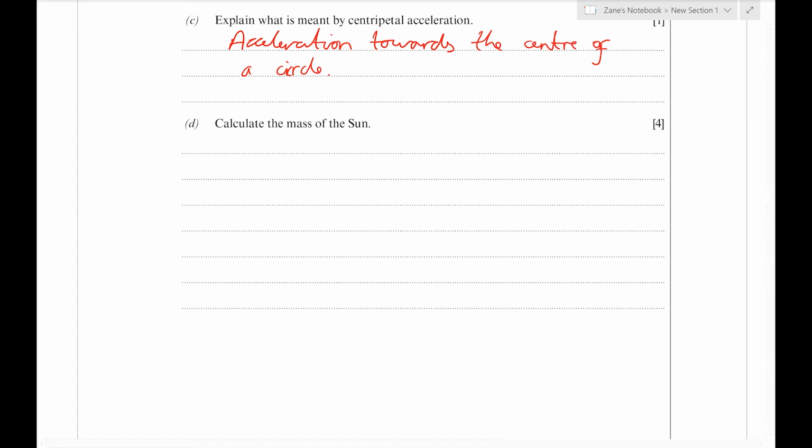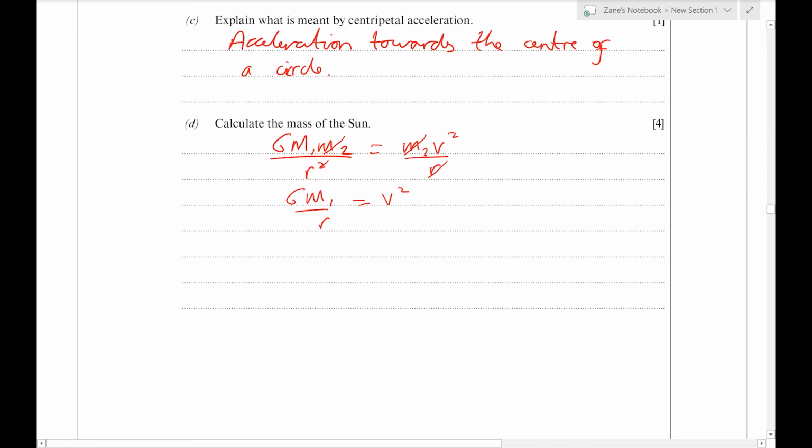So what we should do here is a standard setup for orbit type questions. We're going to equate the gravitational force of attraction between the Sun and one of the planets, which is G m1 m2 over r squared, to the centripetal force m2 v squared over r, where m2 here is going to represent the mass of the planet that we're interested in, and m1 is going to represent the mass of the Sun. So we can do a little bit of cancelling. We can cancel one of the r's on both sides, and we can cancel out the m2's, and we end up with G m1 over r is equal to v squared.